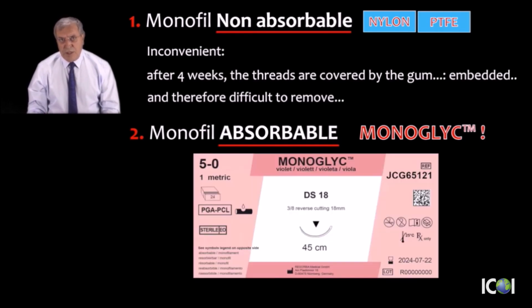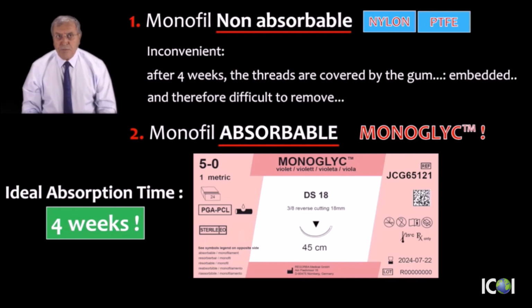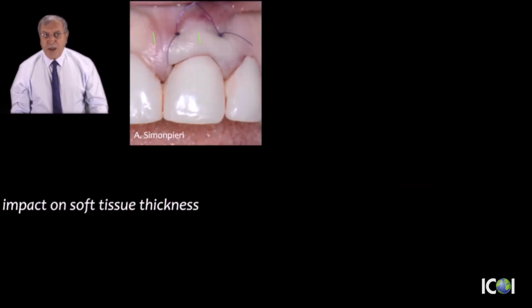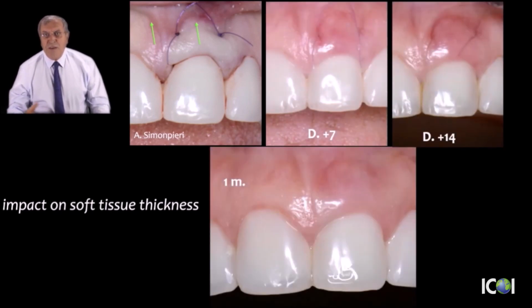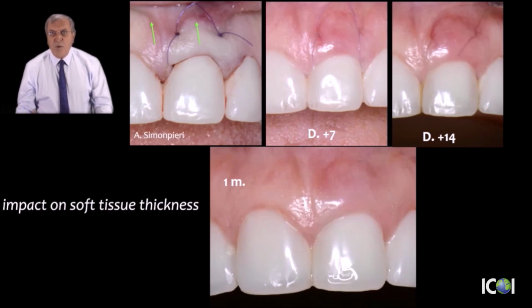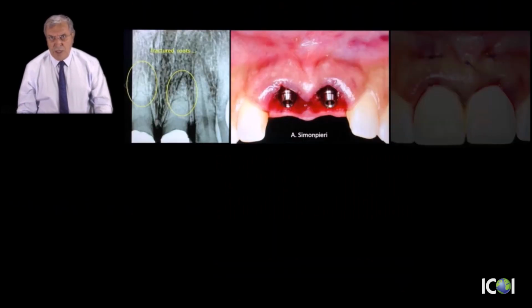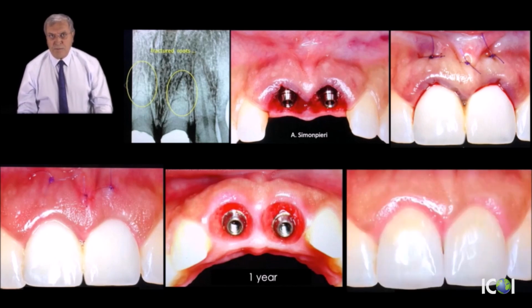I proposed this kind of suture almost 10 years ago because we can use a specific monofil which has an ideal absorption time, 4 weeks. And then we can see the impact on soft tissue thickness. When we use a monofil and we leave it for 4 weeks, but we don't remove it because it's resorbable after 4 weeks, then we can achieve a very nice thickness of soft tissue. This is what we do daily. We fix the flap and we leave the suture for at least 1 month.